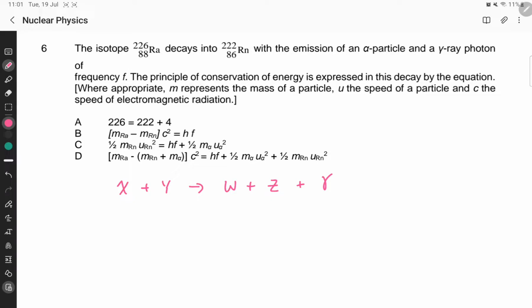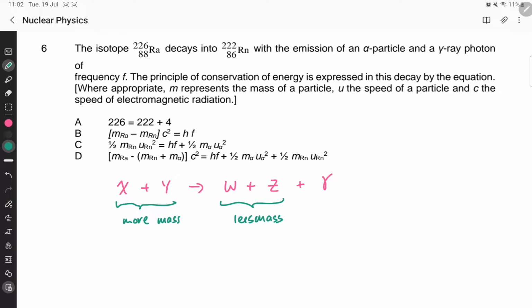Here the Z could be thought of as an alpha particle, because an alpha particle is also a helium nucleus. It's just another nuclide. When we say that there's energy being released, what does it mean? It means here on the left we have more mass, and here on the right we have less mass, and therefore energy appears on the right-hand side of the equation.